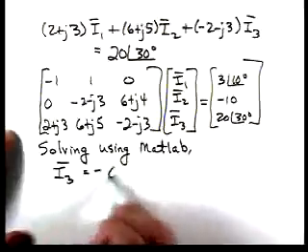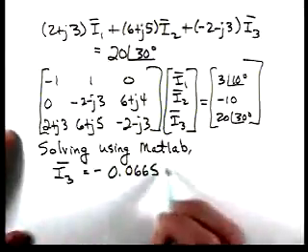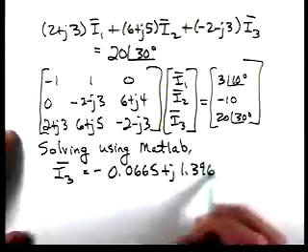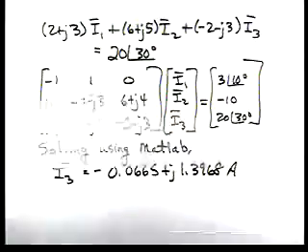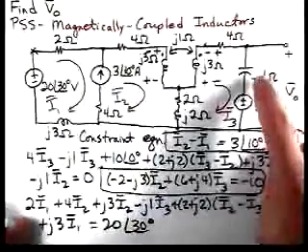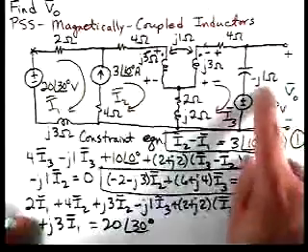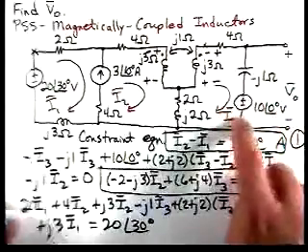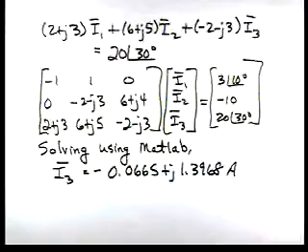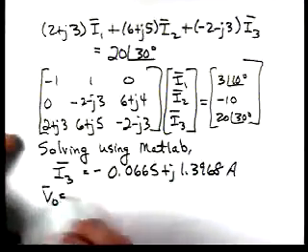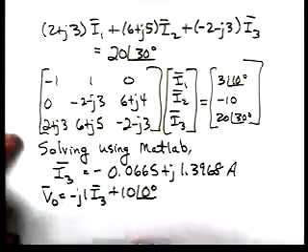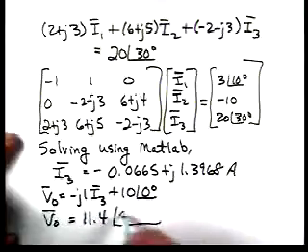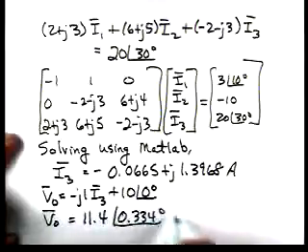I3 is minus 0.0665 plus J 1.3968. And if we look back at our circuit, we can see that V0 is the voltage across this element and this element. So it'll be minus J1 times I3 plus 10. So V0 is minus J1 times I3 plus 10. And V0 turns out to be 11.4 at an angle of 0.334 degrees volts.